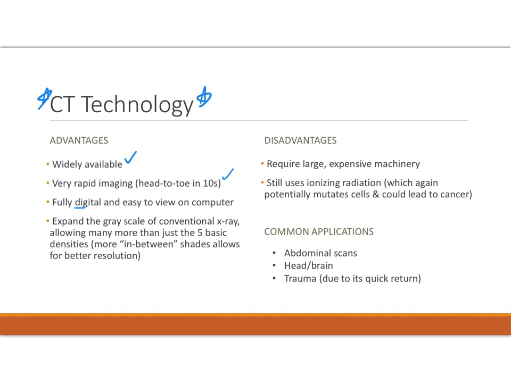And this does expand the gray scale, so we get a little bit more difference in density than we have with X-rays. Disadvantages here: this is large, expensive machinery, so you're not going to see these moving around everywhere. CT scans are pretty much only going to occur at a doctor's office that is a radiology practice or at a hospital. And this is still radiation, so this is still X-rays. So this can also lead to mutation and things.